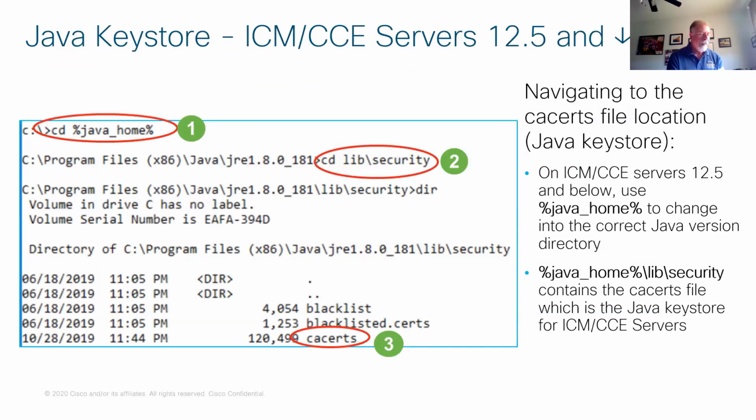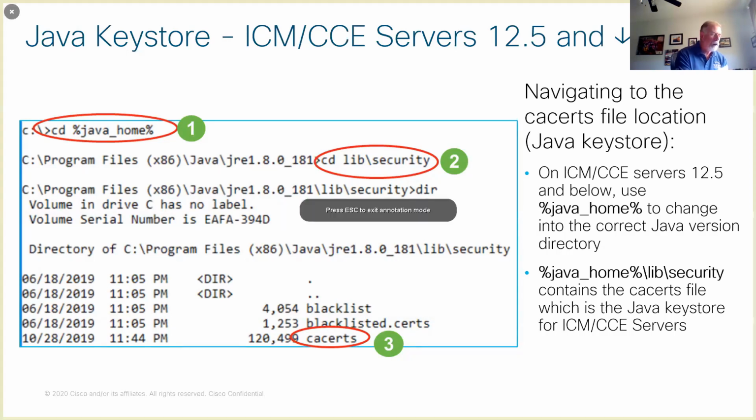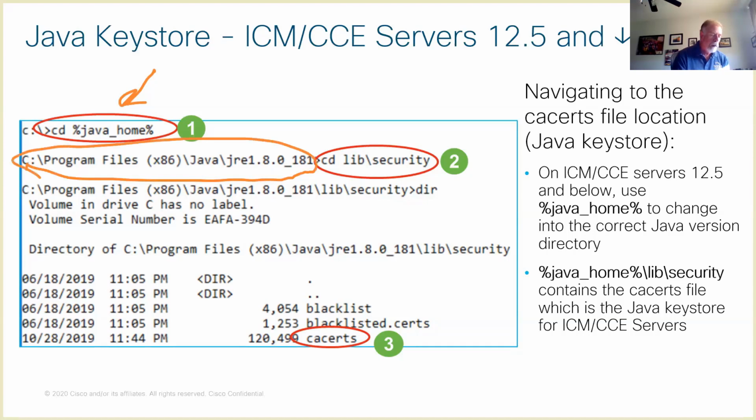So as an example, we're on a 12.5 server and below. We would have started off maybe at the command line, changing into the Java home folder location. Notice what that did for us is it changed into some very long folder structure that we easily got to by using that cool system variable over there. And from there, we changed into the lib security folder manually.